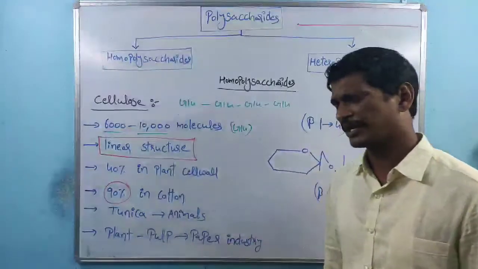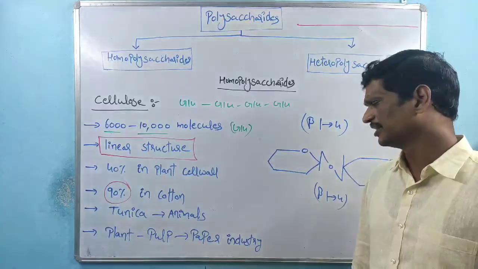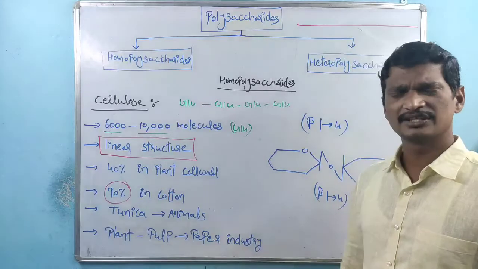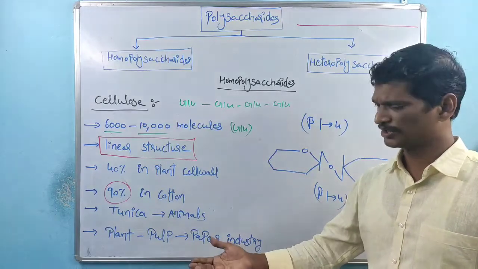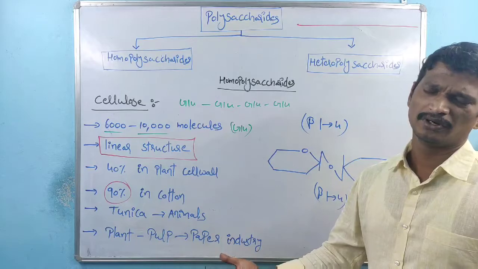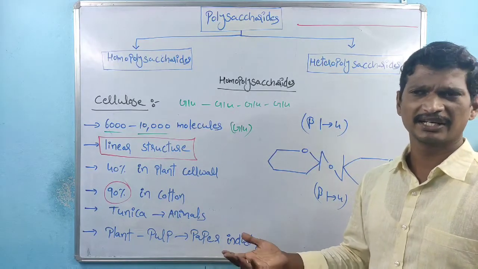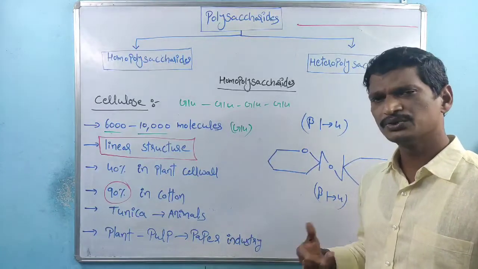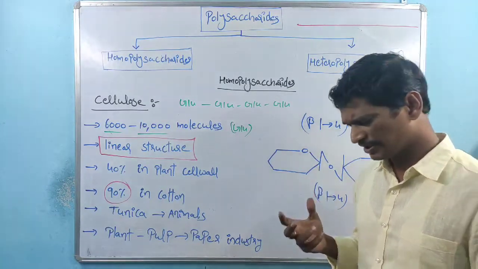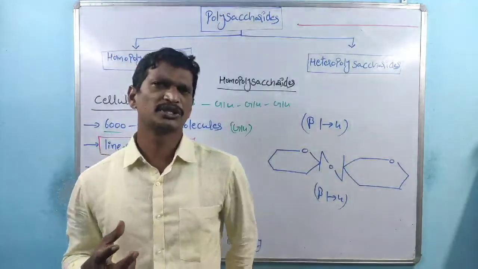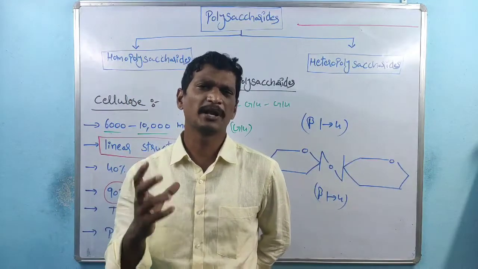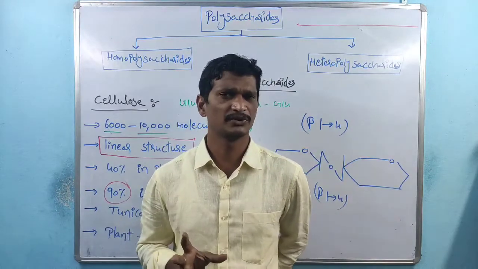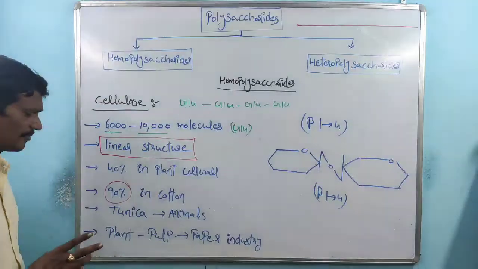So the plant pulp content is there in the paper industry. Here there is a link: cellulose is produced by the plants. So the paper industry collects the plants to produce paper using the plant pulp. Whatever cellulose content the plant produces is called pulp content. That pulp content is used by the paper industries to produce the paper. So that is about the paper industry.